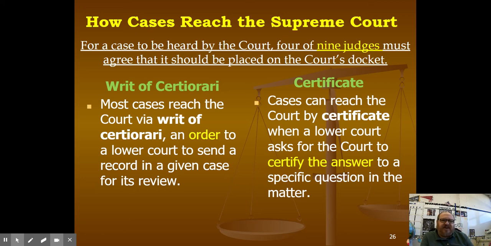Then there's a certificate. Cases can reach the court by certificate. When a lower court asks for the Supreme Court to certify an answer, that's asking them to certify, give us, certify their response.